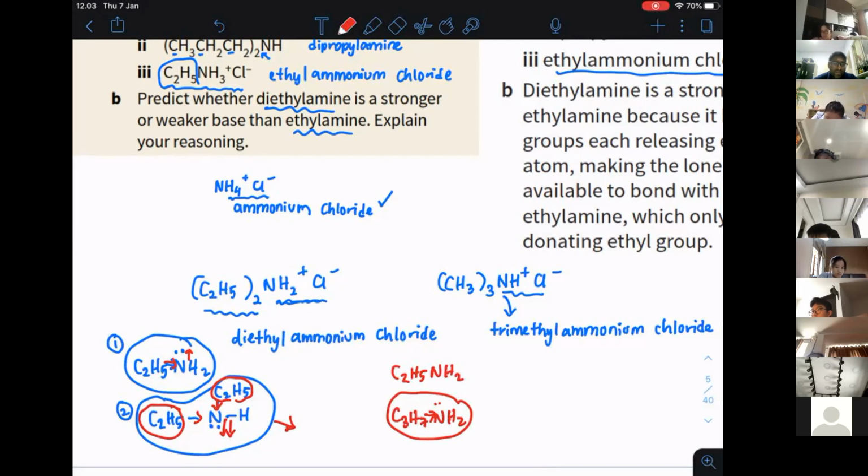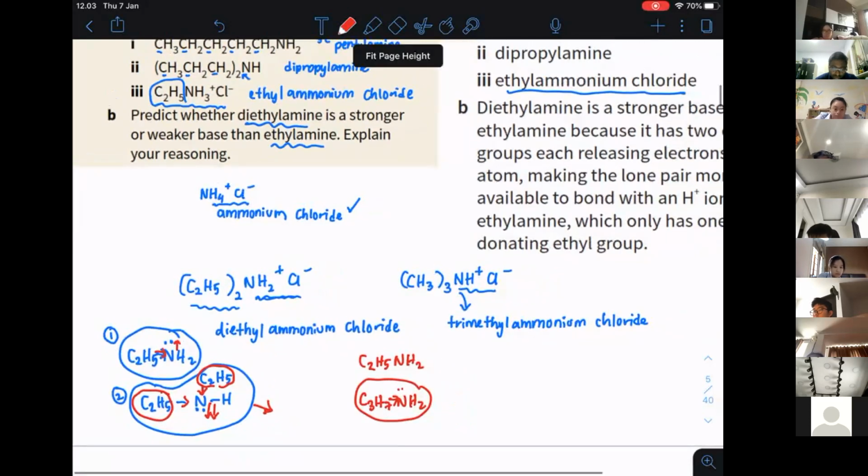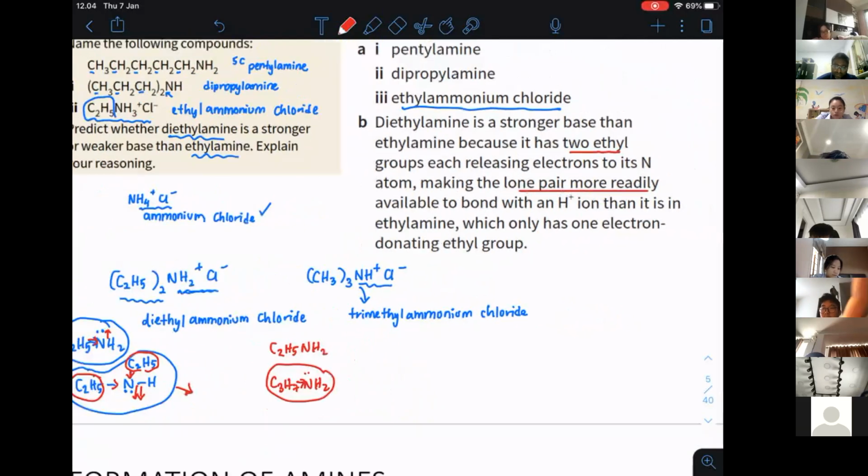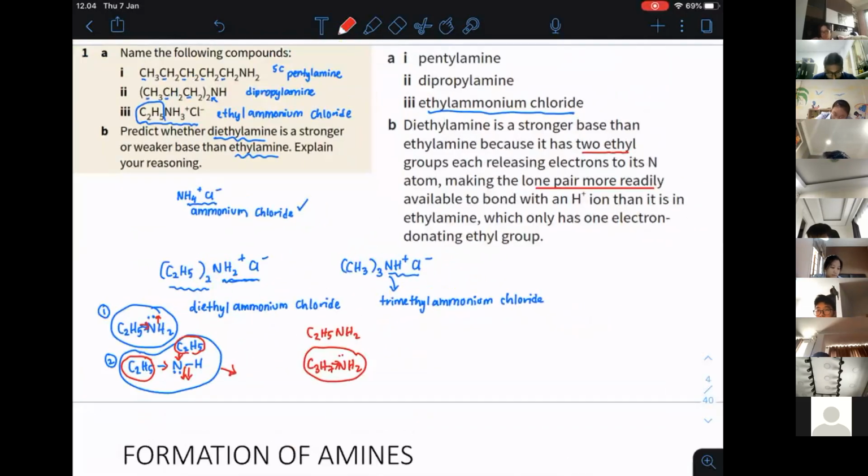Now, in this case, which one is a stronger base? We already identified it's diethyl. Diethylamine is a stronger base. Why? It has two ethyl groups, so it releases electrons, making the lone pair more readily available for bonding, compared to ethylamine, which has only one electron donating group. So based on my explanation, this is the part, so please take note of this.